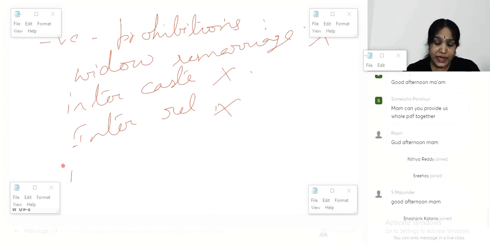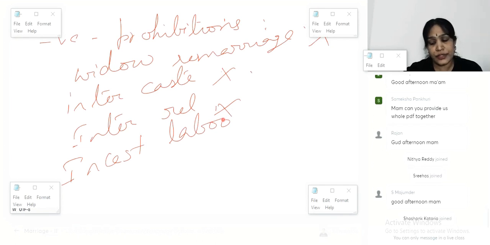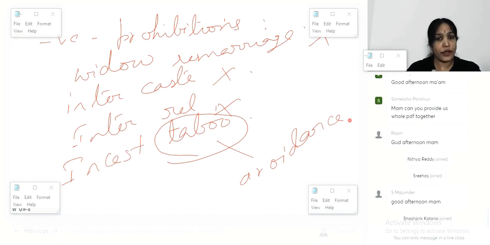Then, for example, the incest taboo. I'm introducing another word here. Incest taboo means what? In the word incest taboo, taboo means avoidance, avoiding something. It need not be marriage only. For example, untouchability is a taboo of touch, touch avoided. Vegetarianism is a taboo of meat. Meat consumption is a taboo.